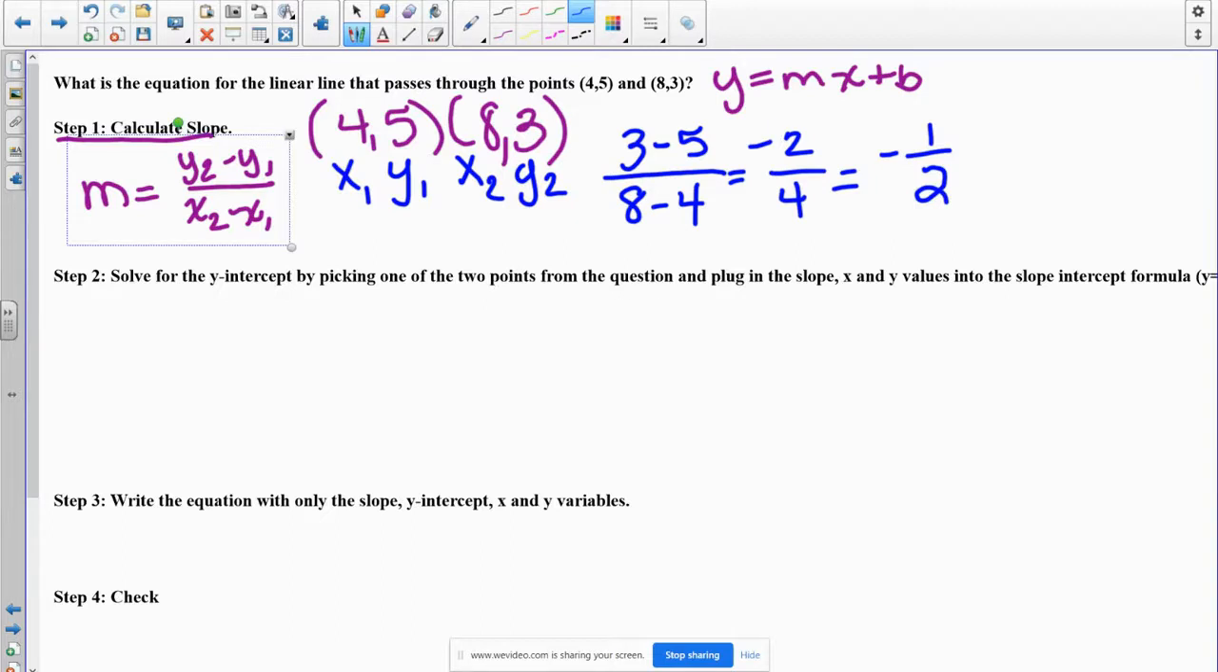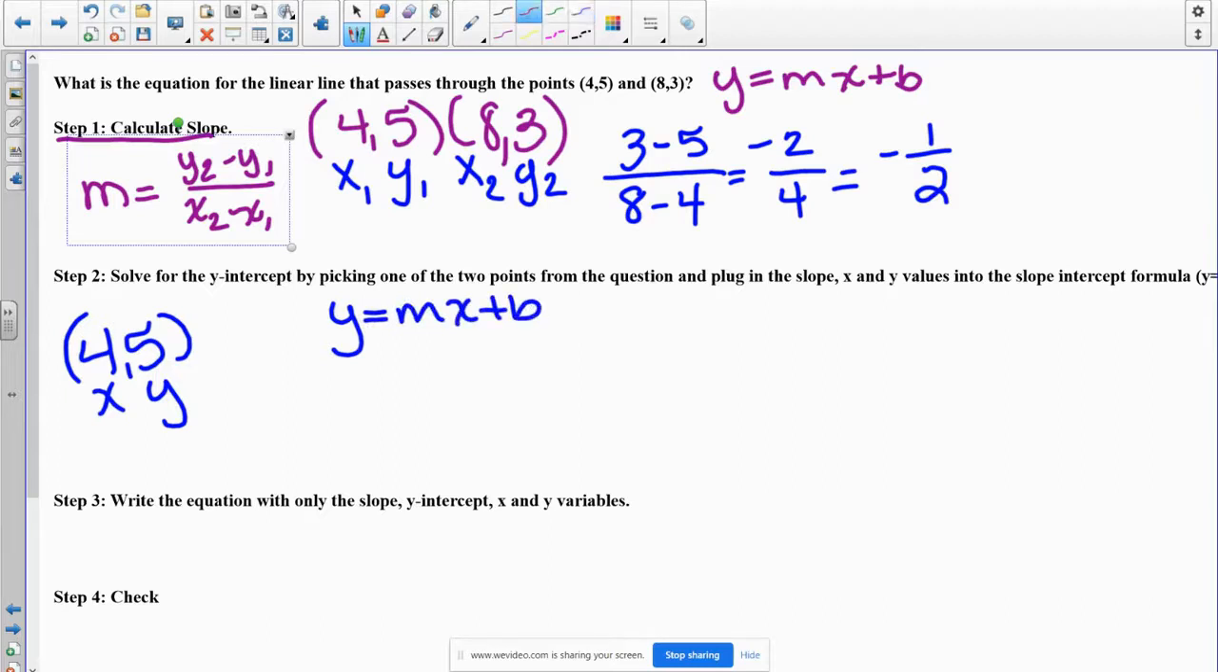Step 2, solve for the y-intercept by picking one of the 2 points from the question and plug in the slope, the x and y values from your points, into the equation y equals mx plus b. So I'm just going to pick the first one again. Again, that's your x, your y. So you're going to start with the equation format we're working towards, and then we just plug in what we know. So y is 5, your slope was negative 1/2, your x is 4, plus b.